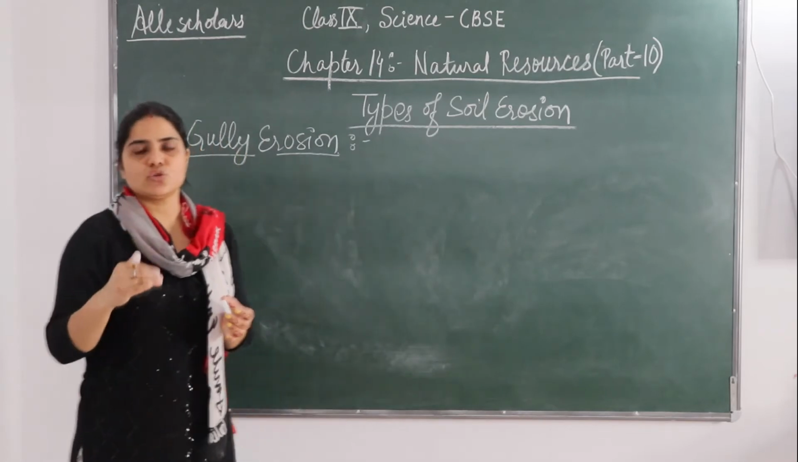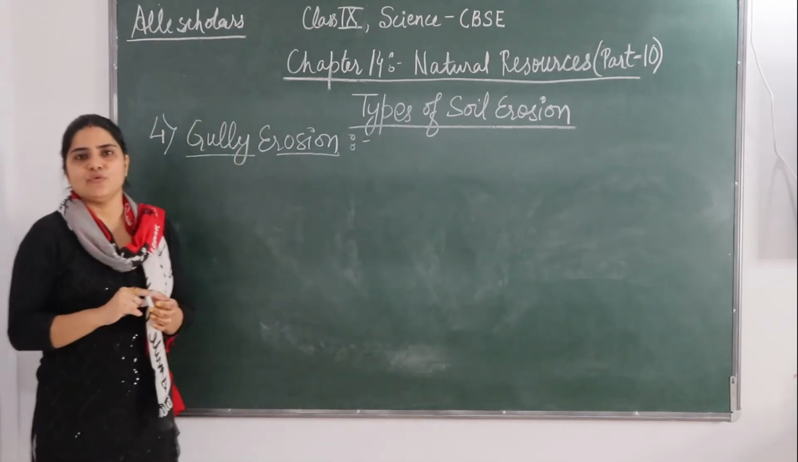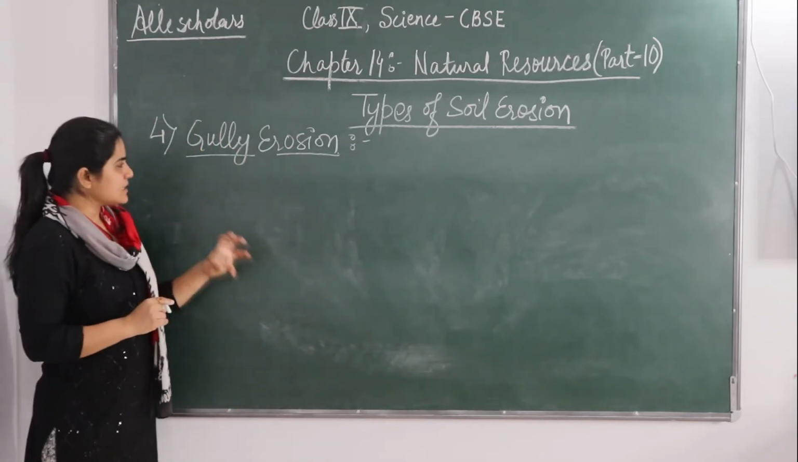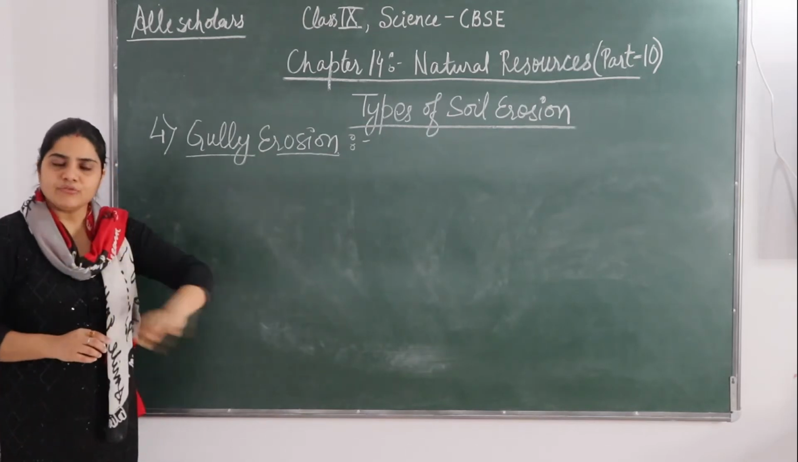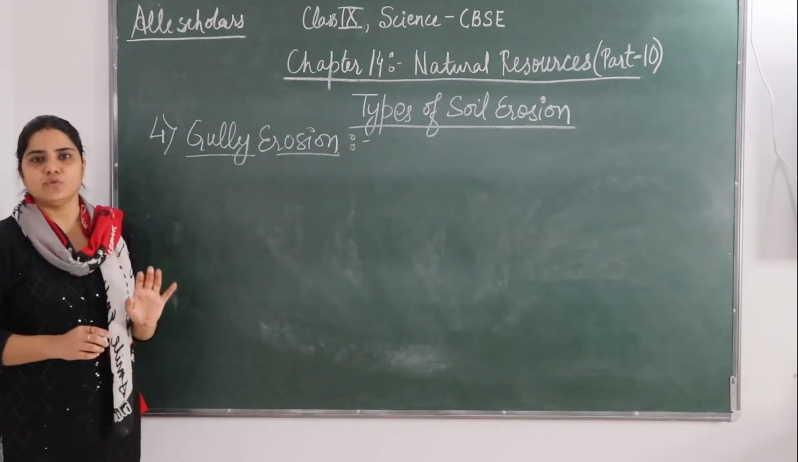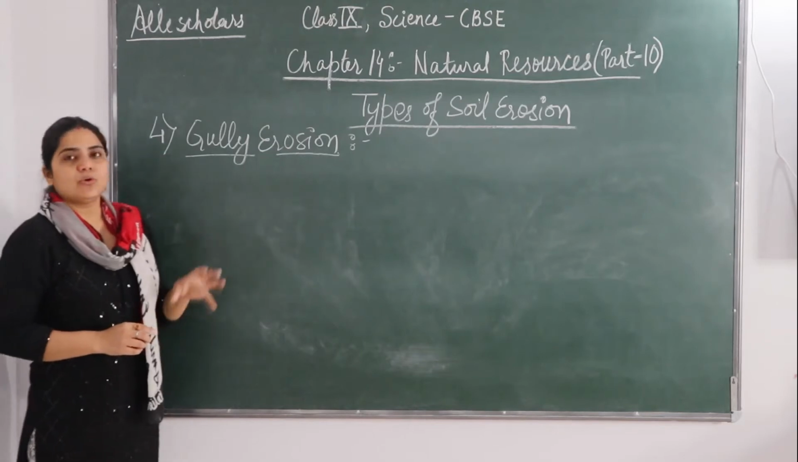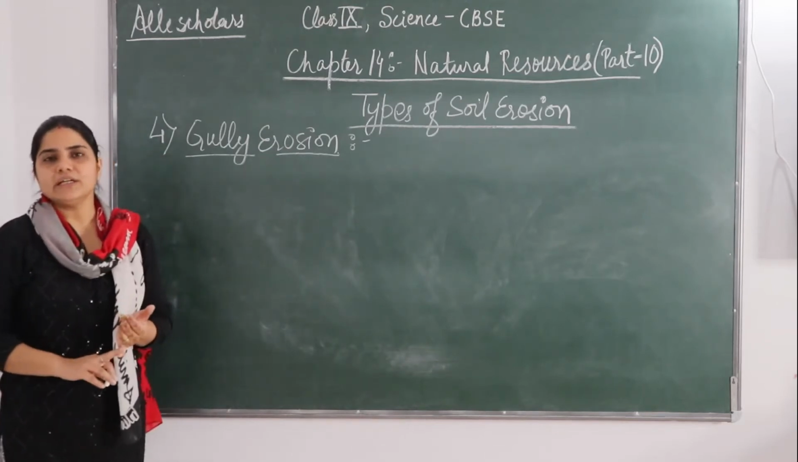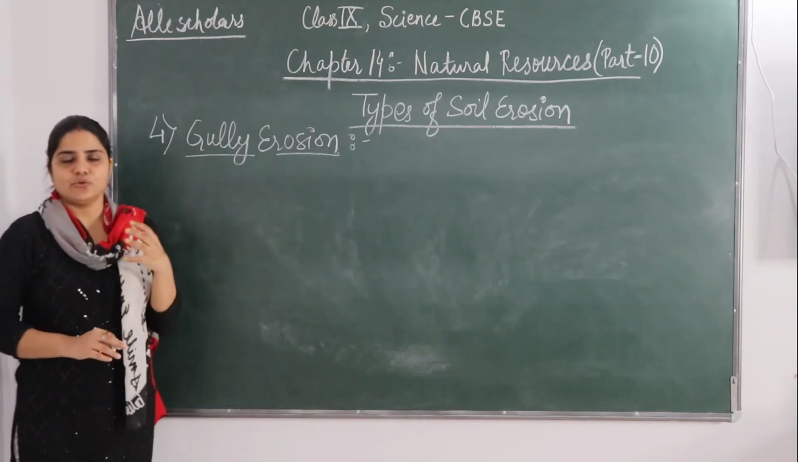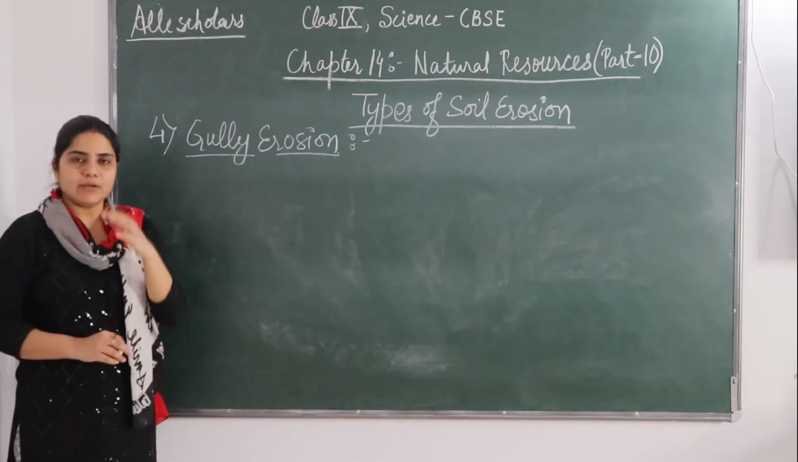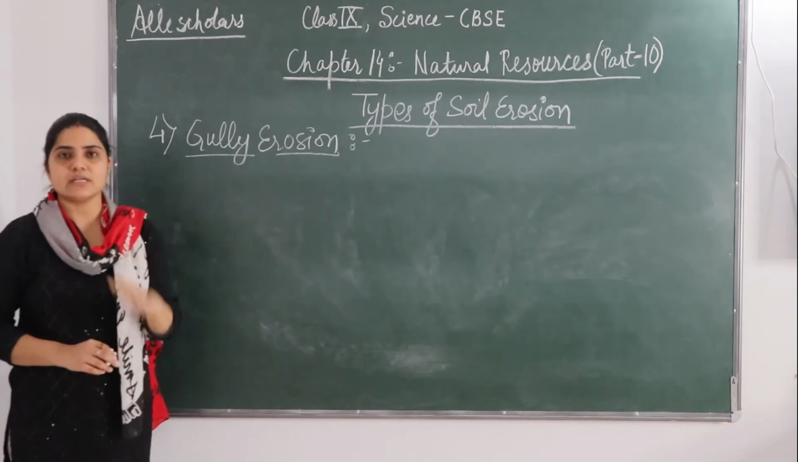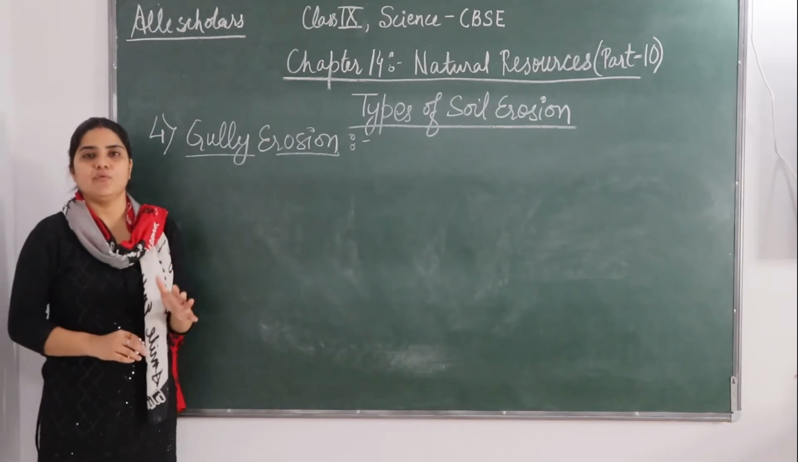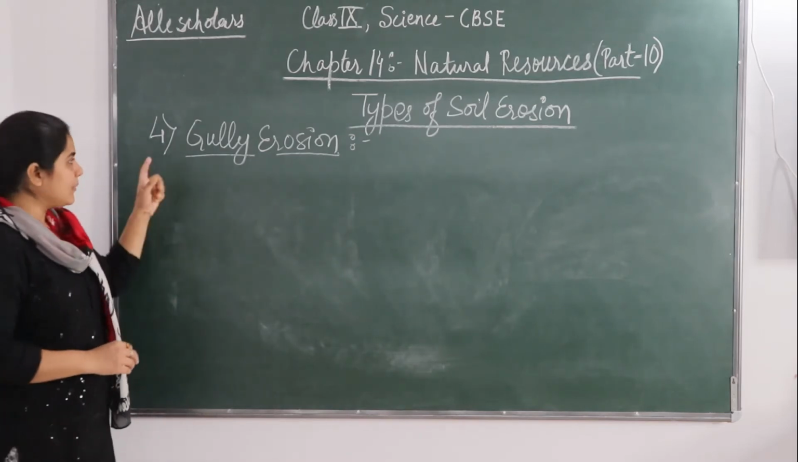Drainage line के जो soils हैं उनको ये remove करता है. तो basically gully erosion कैसे होगा? Due to the runoff of surface water that causes the removal of the drainage soil. जो drainage का soil है, उसको ये basically remove कर देता है. और ऐसे erosion को क्या बोलेंगे?